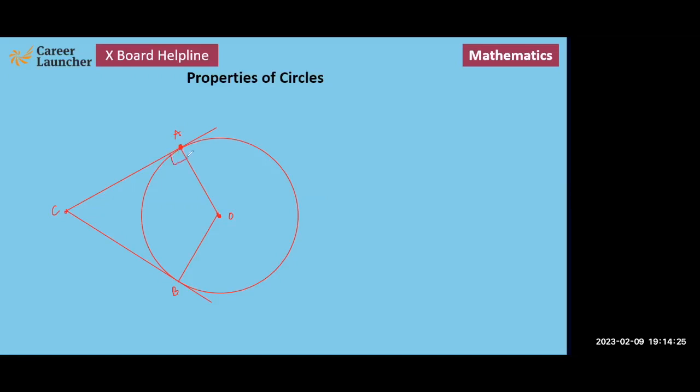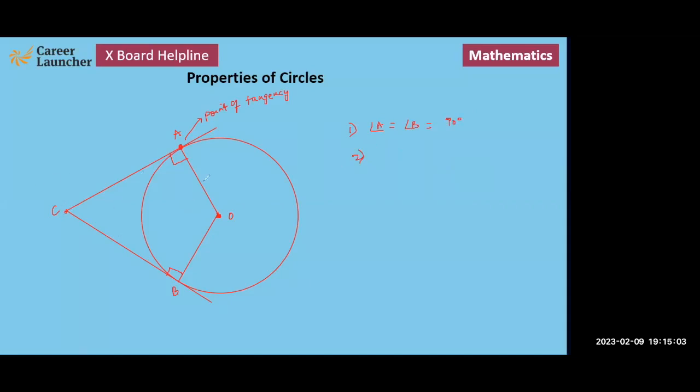One, when you join the center of the circle with the point of tangent C, the point where it touches the circle is called the point of tangency. This angle will always be 90 degrees, number one. So the first thing is angle A is equal to angle B is equal to 90 degrees.